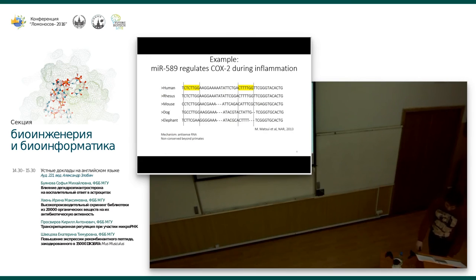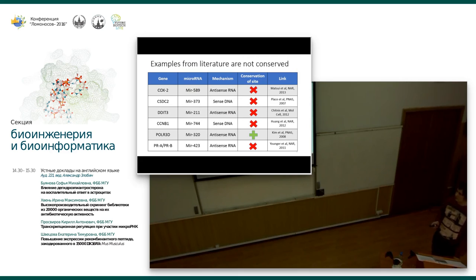As for the first question, we can answer it by following the examples from the literature. The first example is the COX2 gene, which is regulated by microRNA 589 during cell inflammation. What is special about this example is that it contains two different sites: one perfect site for microRNA and one site with a mismatch. This site is not conserved beyond primates because even in mouse it has some mismatches. The mechanism of this regulation is antisense RNA. If we take a closer look at other examples found in 10 years, we can see that there is no conserved example except one, and the prevalent mechanism is antisense RNA.